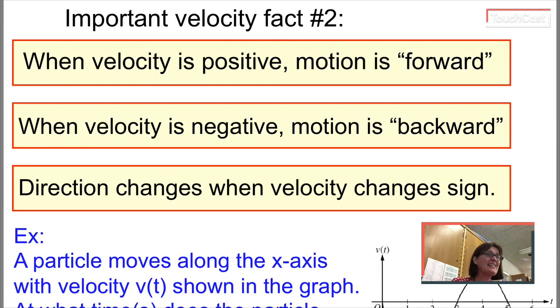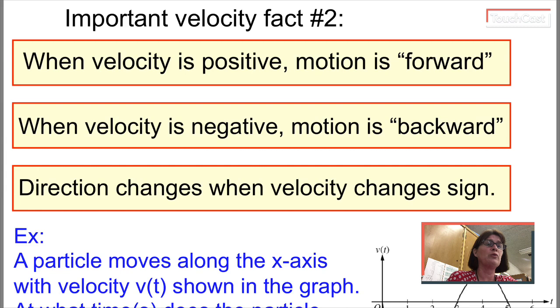All right, so important velocity fact number 2: when velocity is positive, motion is forward. But you have to look at the context to understand what forward means. If you have a particle moving along the x-axis, forward is to the right, where the x values get bigger. If you have a particle moving along the y-axis, so up and down, then when velocity is positive, motion is upward.